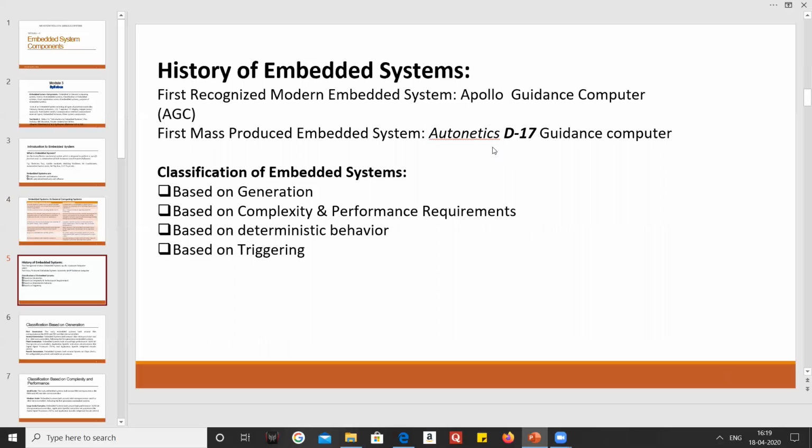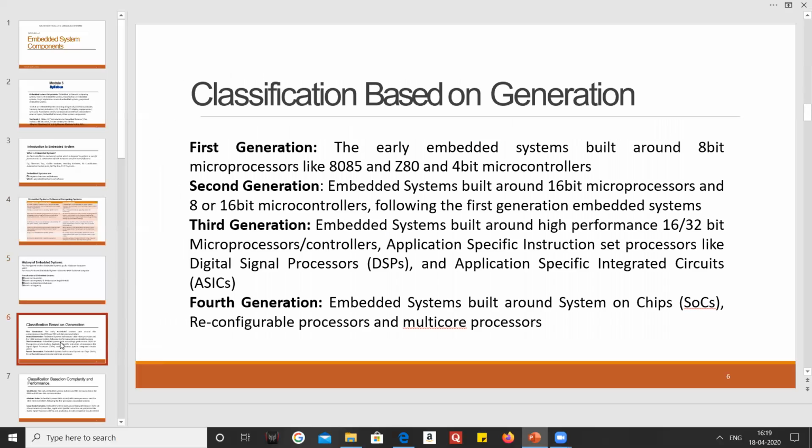So now let us classify the embedded systems. The classification of embedded systems is based on generation, based on complexity, based on deterministic behavior, and based on triggering. So based on these, you can also classify. We will see one by one. Few things are there, and few things are elaborated in the other module. So let us see what is there in this module. So we'll go to the next slide.